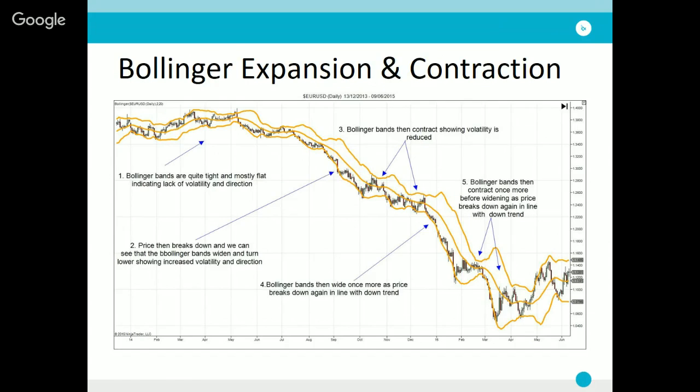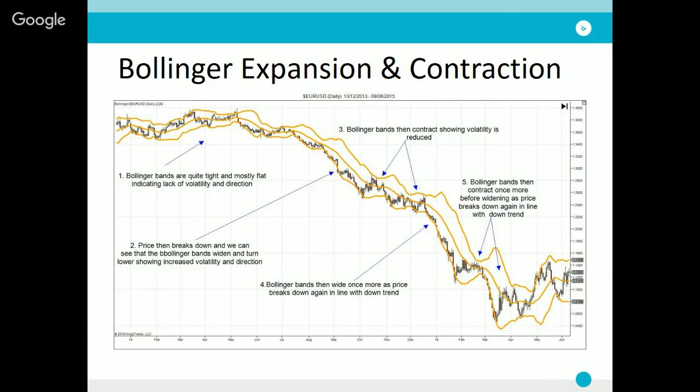So in this slide, look at the information that the Bollinger Bands are giving us about the market. Firstly, we can see we have price trading pretty much sideways up here. Bollinger Bands are very tight, very flat, indicating a lack of both volatility and direction. We then see price breaking down through that support level. The Bollinger Bands start to widen, displaying the increased volatility with the downward trajectory indicated by the moving average, which gives us the bearish trend.